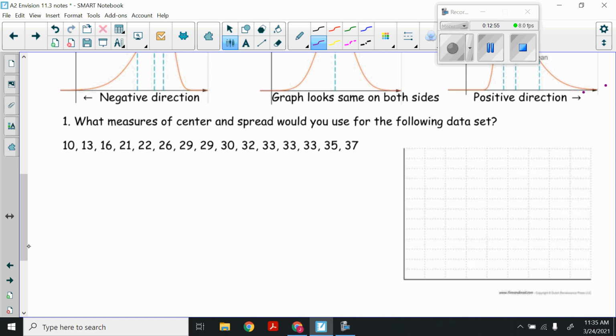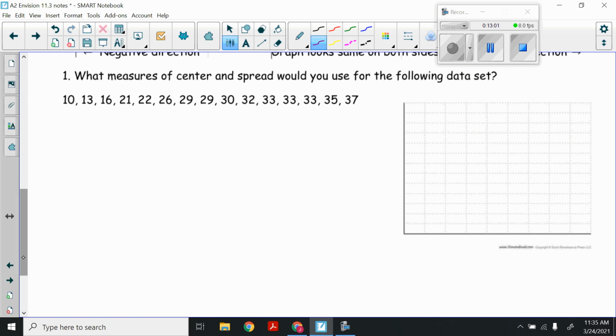Okay, so we want to make a histogram, or just a fancy word for a bar graph, of all of this data. Okay, so let's see. I've got 10 all the way up to 37. We'll start out here at 10, and so 11, 12, 13, 14, 15, 16, 17, 18, 19, 20, 21, 22, 23, 24, 25, 26, 27, 28, 29, 30, 35, 37 is going to be a little bit off my graph.